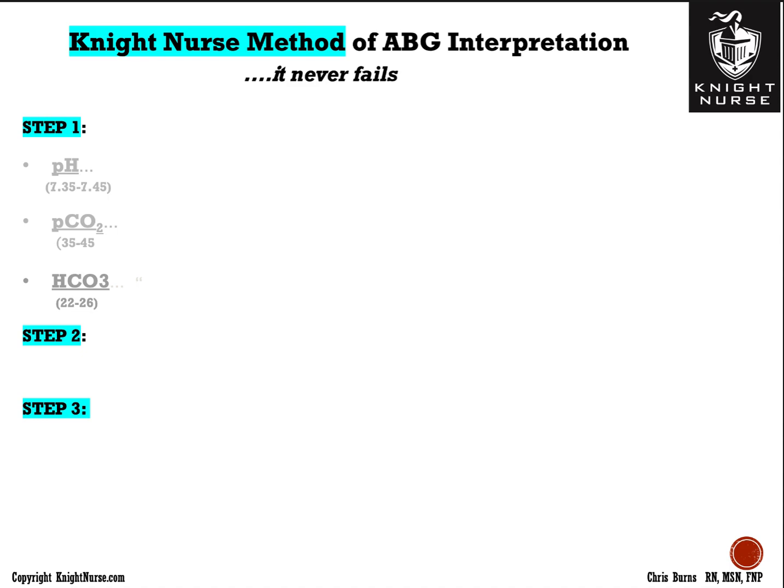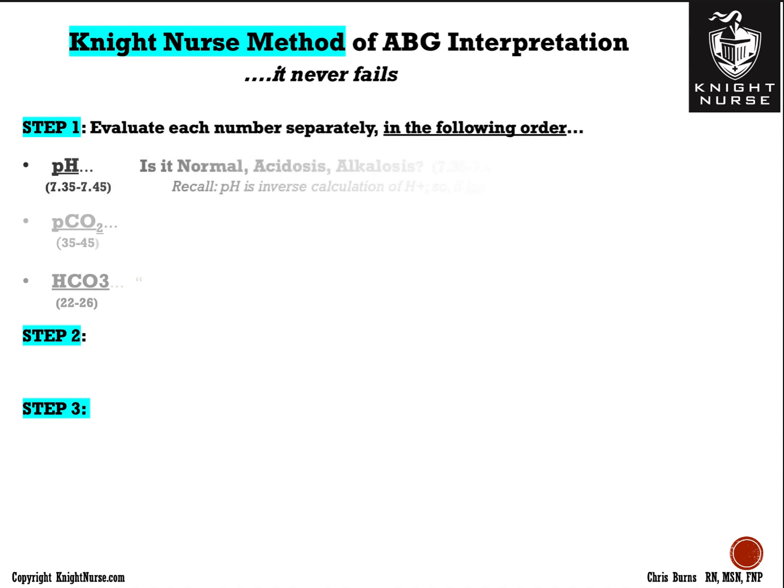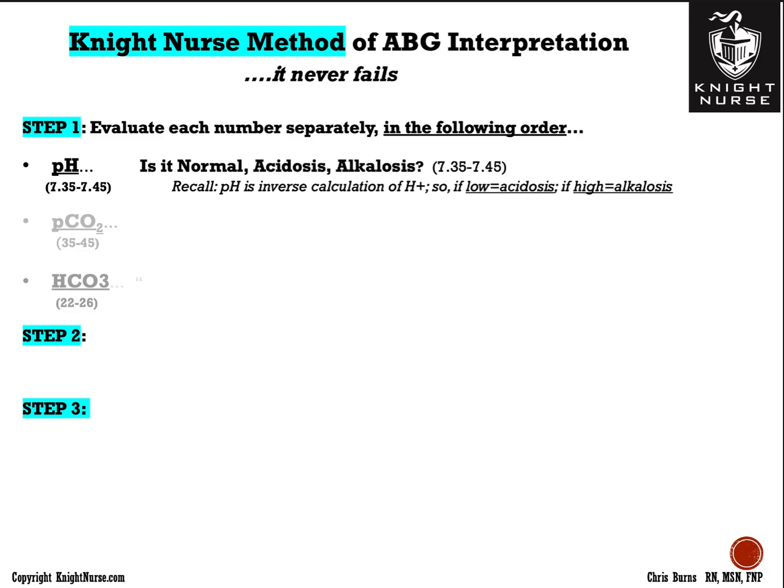Step 1, you identify your pH, PCO2, and bicarb. So pH, evaluate each number separately in this order. pH, is it normal? Is it acidosis, which would be low? Is it alkalosis, which would be high? And you mark that down next to it. And we'll do some examples.